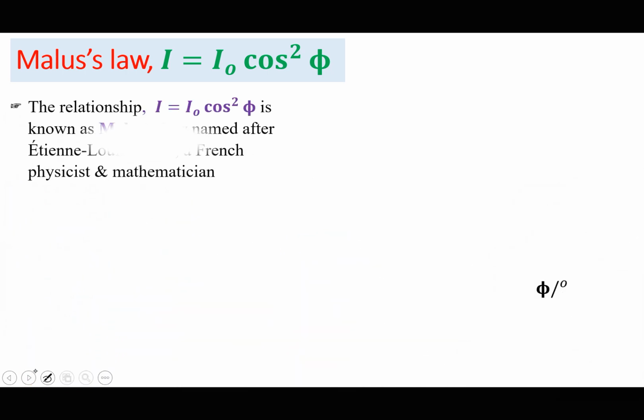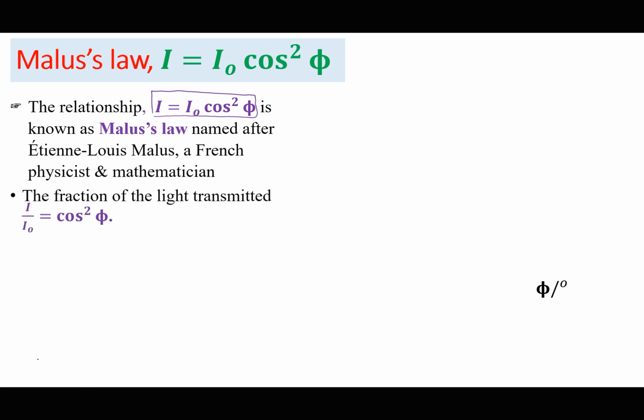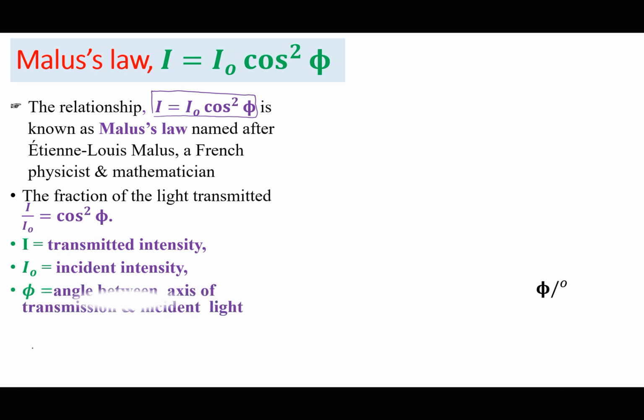So the relationship I equals I naught cos squared phi is known as Malus' law, named after Etienne Louis Malus, a French physicist and mathematician. If I divide I by I naught, the fraction I over I naught is automatically cos squared phi, where I is the intensity which has been transmitted through the polaroid, I naught is the intensity which was incident to the polaroid, and phi is the angle between the axis of transmission and the incident light.